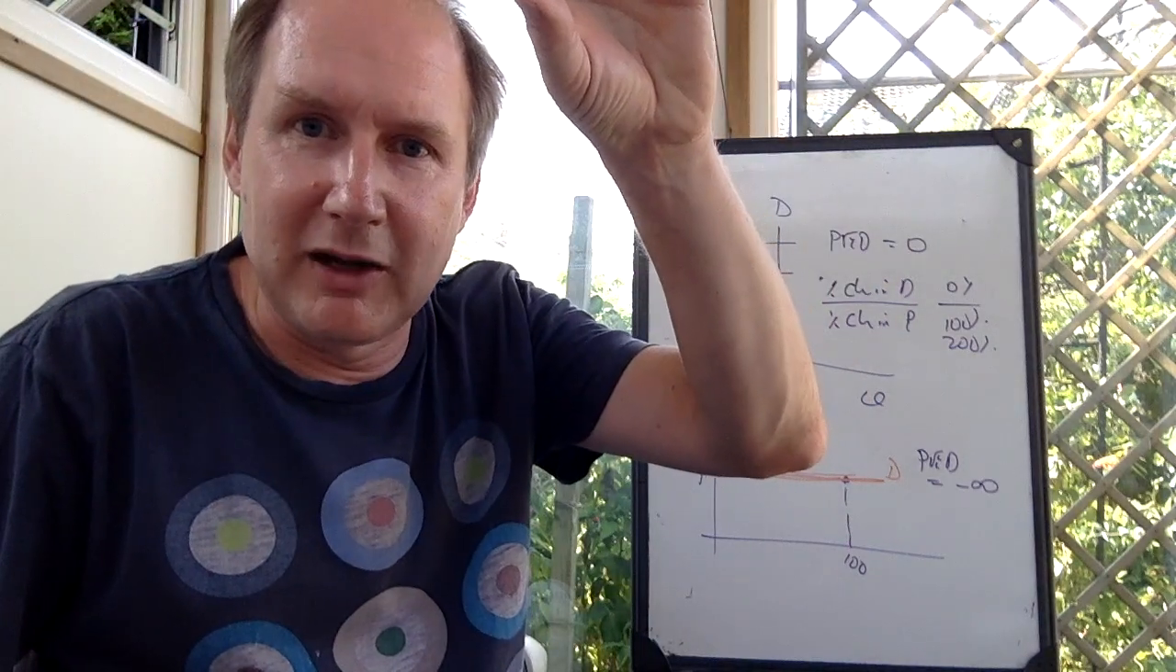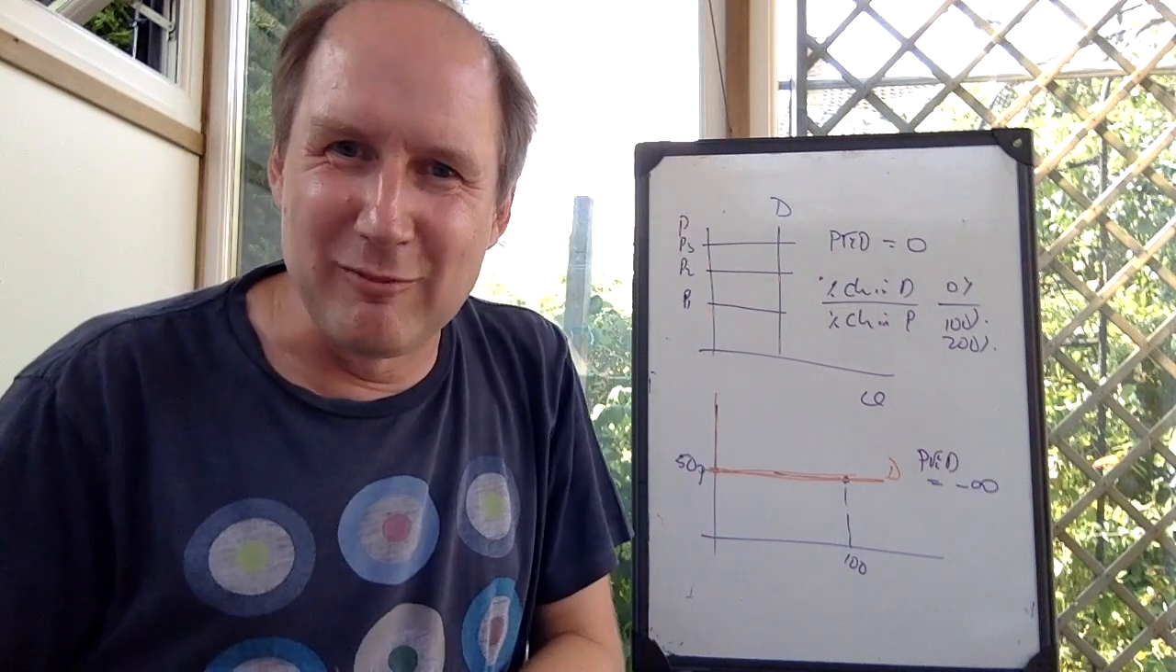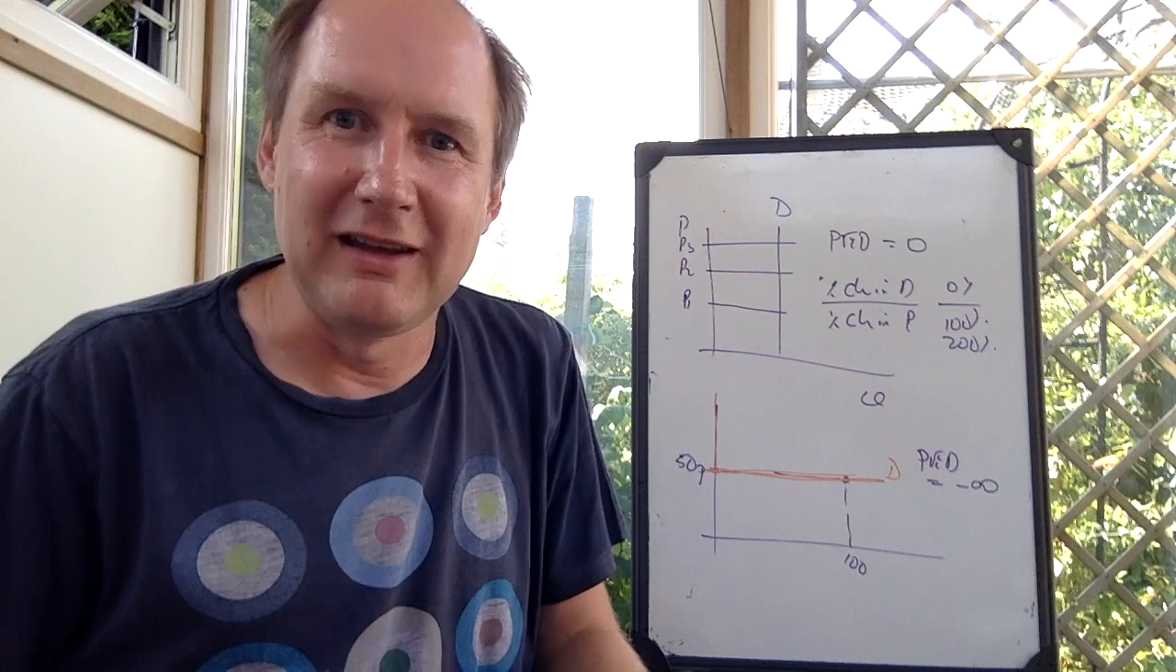Up at the top, demand is price elastic. Down at the bottom, demand is price inelastic. And in the middle, price elasticity of demand is equal to -1, or unitary.